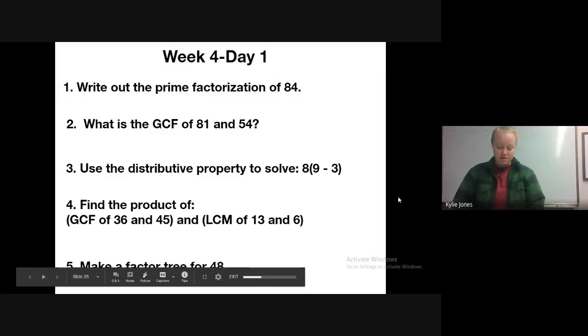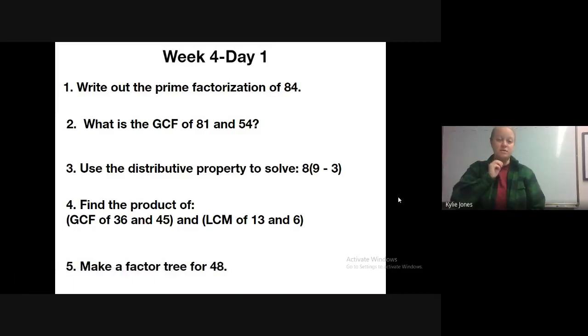So number 1, prime factorization, which is when you make that factor tree. Line all your factors in a row and put a multiplication sign in between, and your prime factorization is that list of multiplication that you're going to do. Number 2, find the GCF of those 2 numbers. Number 3, use the distributive property like we did last week. Number 4, find the GCF and then the LCM, multiply the numbers together. And then number 5, make a factor tree.